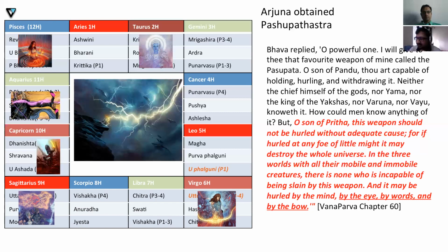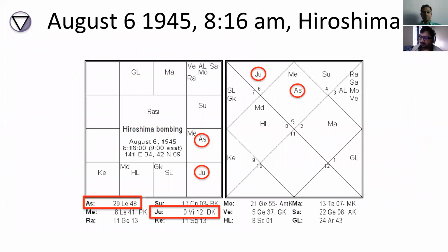of Mahabharata. So just keeping these weapon themes in mind, the greatest weapon that was hurled in human history was the Hiroshima atom bomb. I was just curious, and I looked at the space-time event of August 6, 1945. The ascendant on that day, at that exact moment, was Uttara Phalguni, 29 degrees of Leo. And Jupiter is again on Uttara Phalguni, 0 degrees of Virgo, and Jupiter is very powerful. So as if when the Hiroshima bombing happened, the Pashupadastra was literally unfurled upon the humanity of that time.